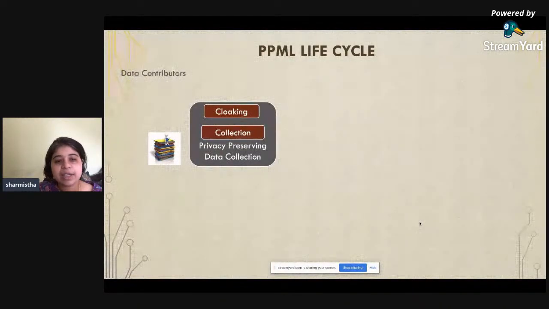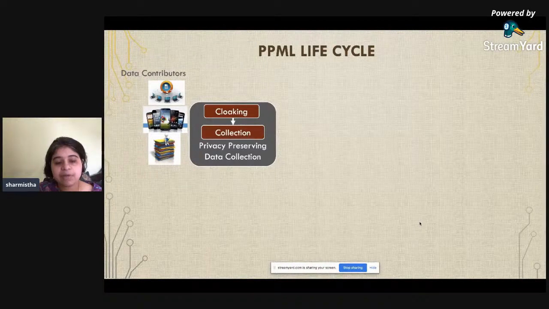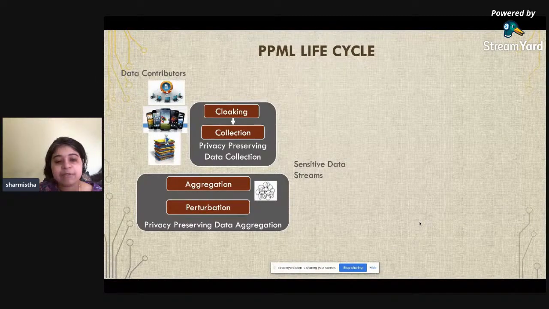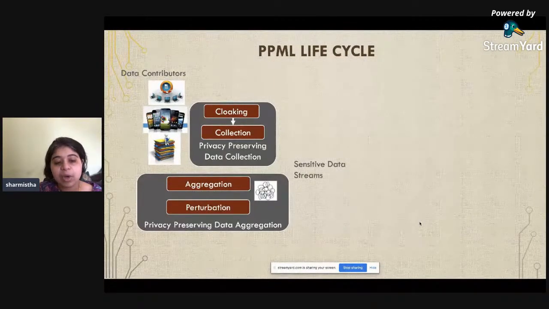So we get the data. Data we can get from third-party crowdsourced devices, third-party cloud providers, IoT devices, anything. Once we get the data, we have to anonymize it. That's the first step towards privacy-preserving machine learning. In data collection, we aggregate the data and apply perturbation techniques. What are perturbation techniques? They are techniques we use to add noise to the data.